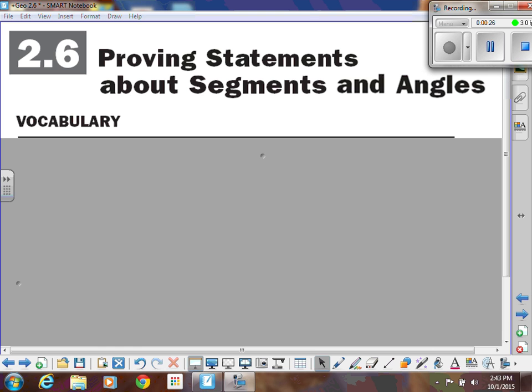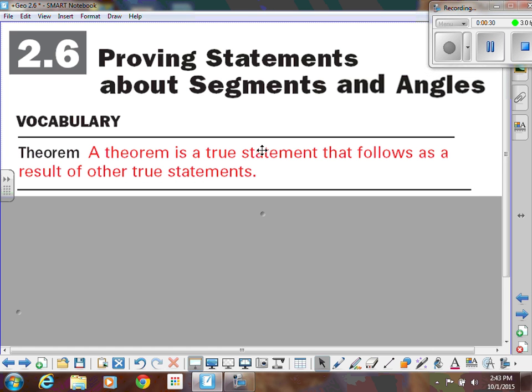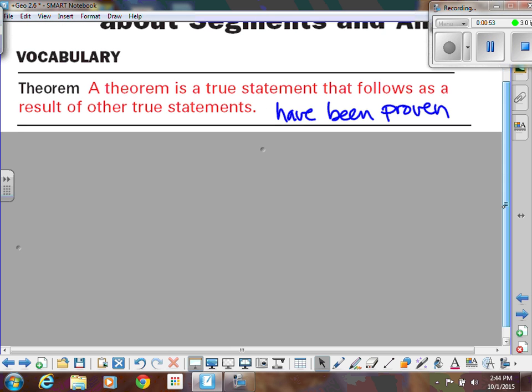So for example, vocabulary, some things I need you to know, and we've talked about theorems before, but a theorem is a true statement that follows as a result of other true statements. And these are things that have been proven. The mathematicians before us have proven these theorems, and we will be coming across these theorems in subsequent sections. So please make sure you understand that theorems have been proven already.